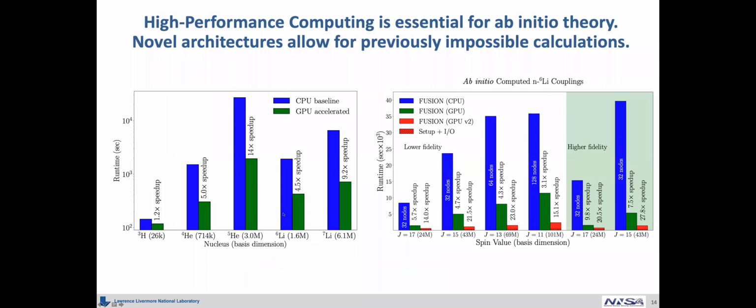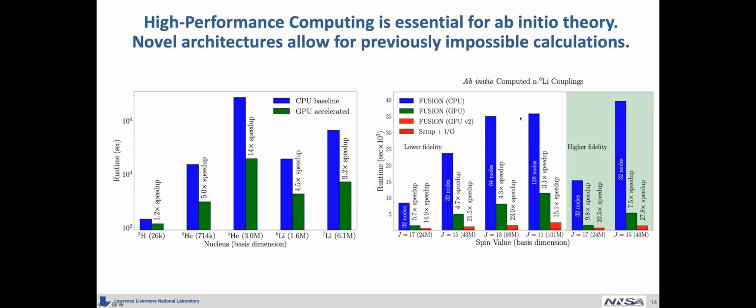What I'm showing on the left is the speedup that we obtained from GPU accelerating the no-core shell model part of the calculation, so solving for the bound states of the nuclei. This is an okay speedup, about 5 times what we used to have. However, the real speedup came when computing the matrix elements of the RGM type of states.